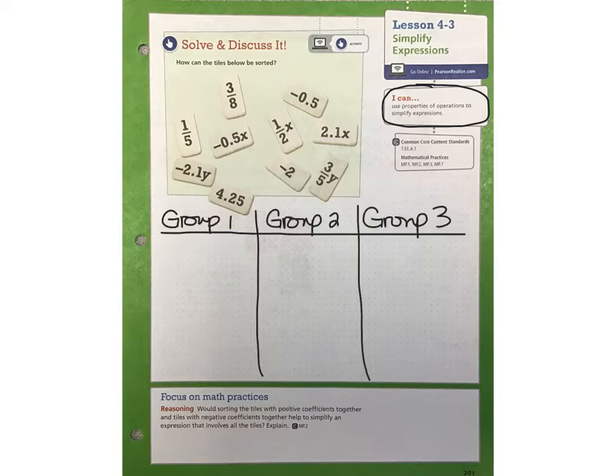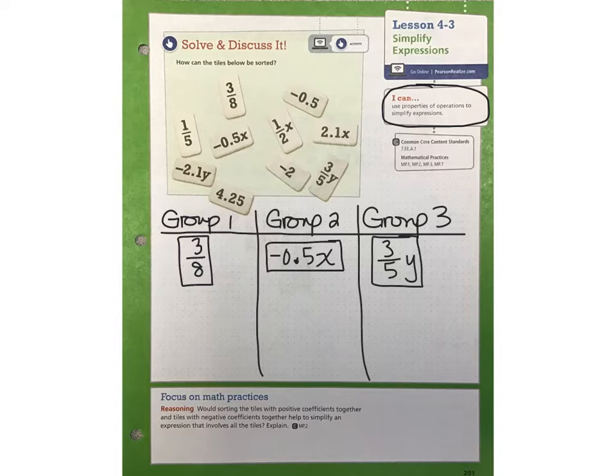I'll give you a little bit of a hint. I'm going to place one tile in each group, and I want you to see if you can determine what other tiles would also go in those groups. So in group 1, the first tile that I'm going to place is the tile that says 3/8. In group 2, the first tile I'm going to place is the tile that says -5/10 x. And in group 3, the tile I'm going to place says 3/5 y.